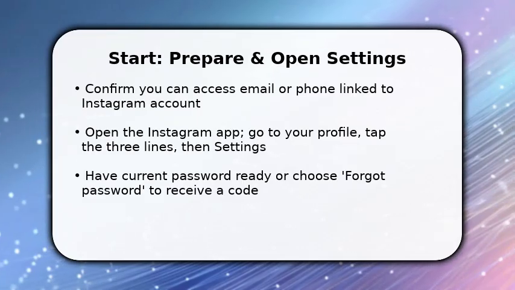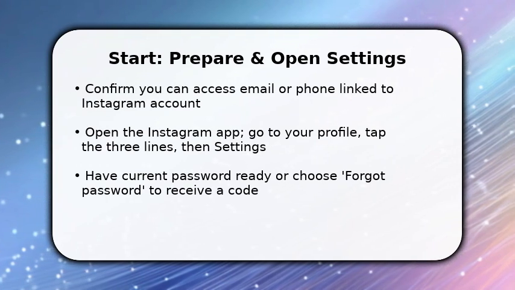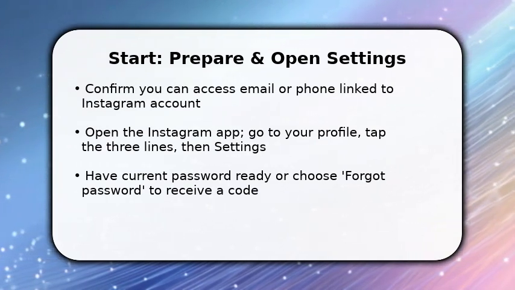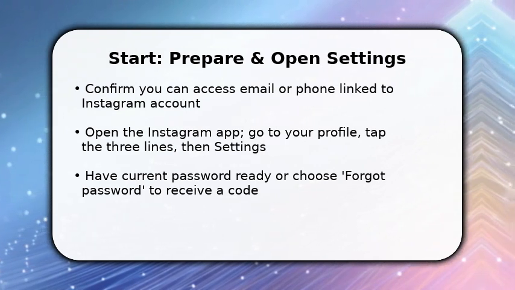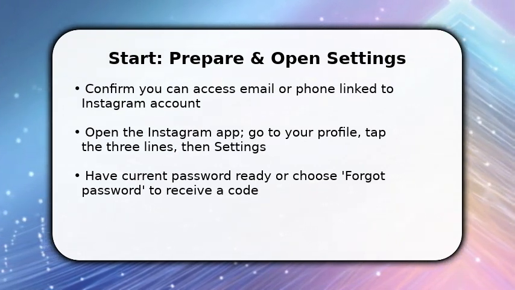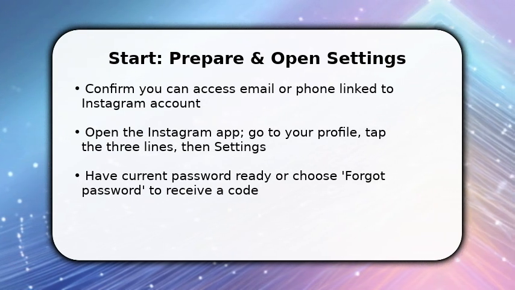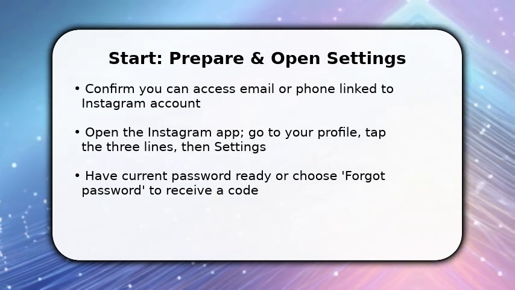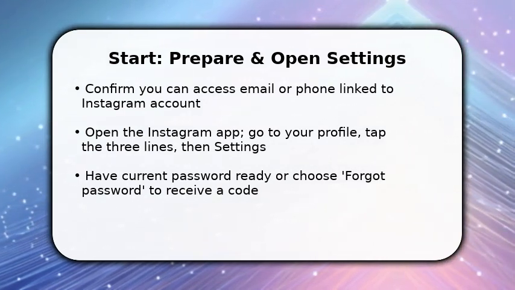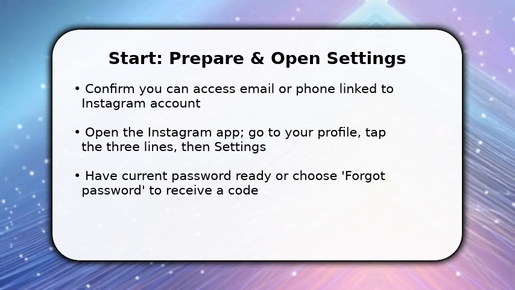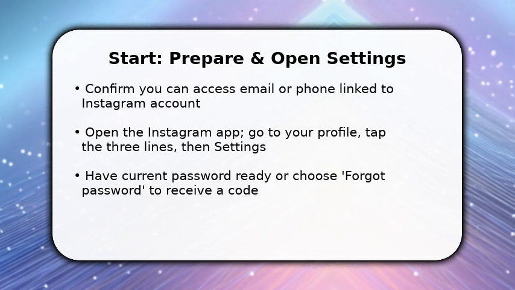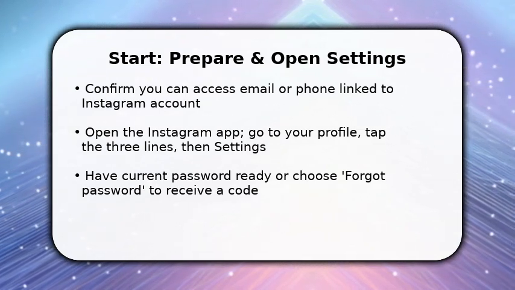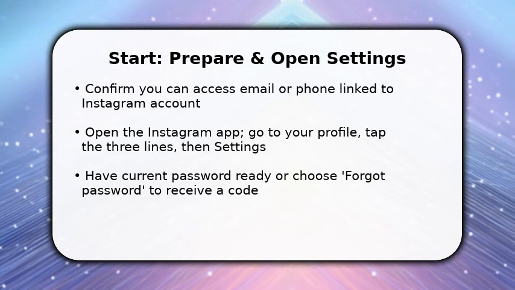You begin by confirming access to the email or phone tied to your Instagram. Open the app, go to your profile, tap the three lines, and select Settings. This gets you to security options. If you know your current password, keep it handy to speed the change, but if not, choose Forgot Password to request a login code. Once done, make sure the contact info shown is correct so the verification code reaches you without delay.